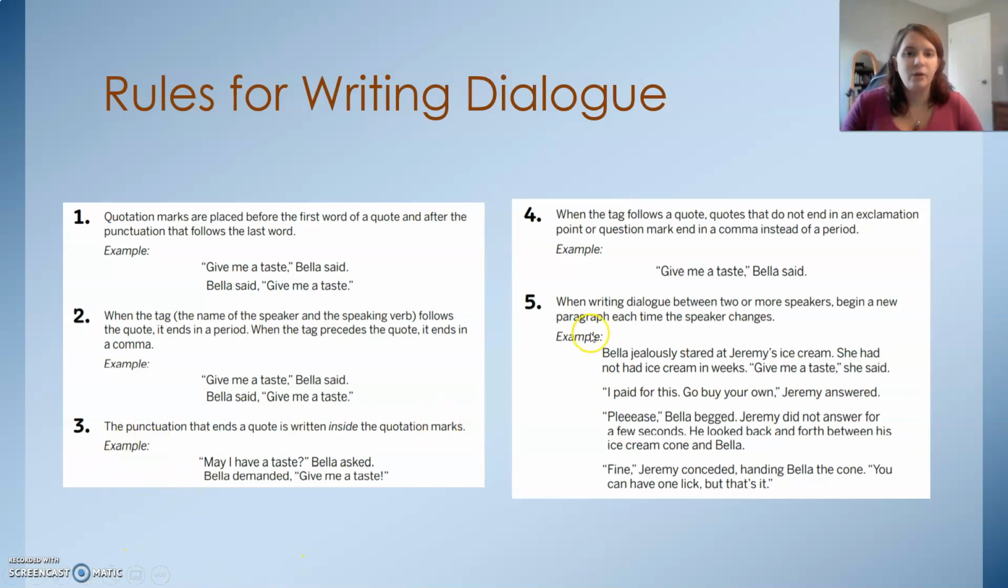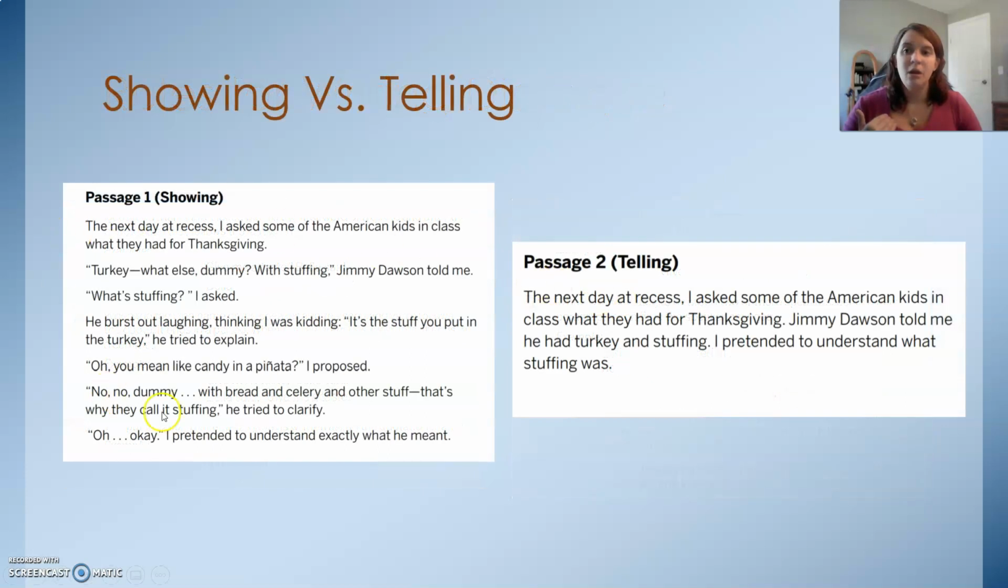And number 5, when writing dialogue between 2 or more speakers, begin a new paragraph each time the speaker changes. So what that means is, if I'm talking to someone else in my story, I might start the paragraph talking in my sense, and then I break it down and give myself another paragraph when the next person's speaking. So I'm going to show you an example from the previous page first. If you notice, this one seems a lot longer than this one. Well, we know it's got more words in it.